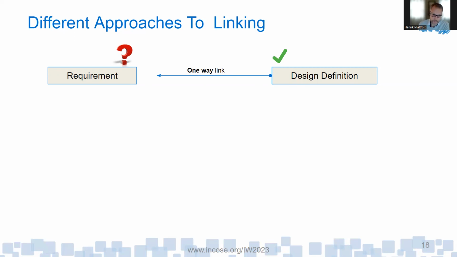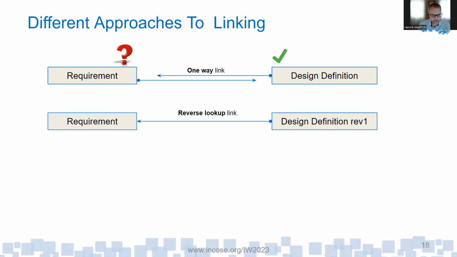to it. You can try to fix that by creating another link stored on the requirement pointing to the design definition. And now you probably even made it worse, because now you have two links that risk getting out of sync if you change it on one side of the relationship. But that works. So a one-way link is one way of linking, but be careful.